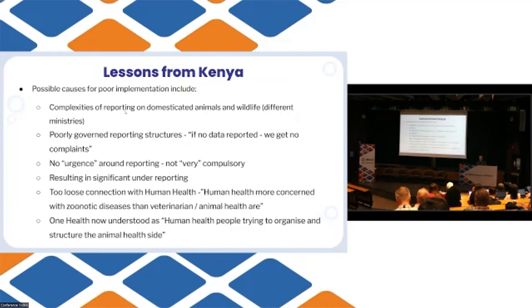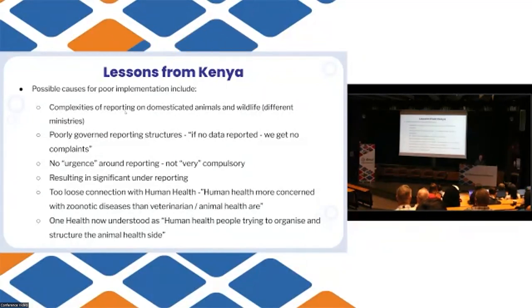And there's also poor connection with human health. We see that human health is more concerned with zoonotic diseases than veterinary and animal health are. Maybe that is an important thing to address, because of course farmers and animal health people are more interested in the economy of things than necessarily in focusing on the few diseases that are transmittable to humans.